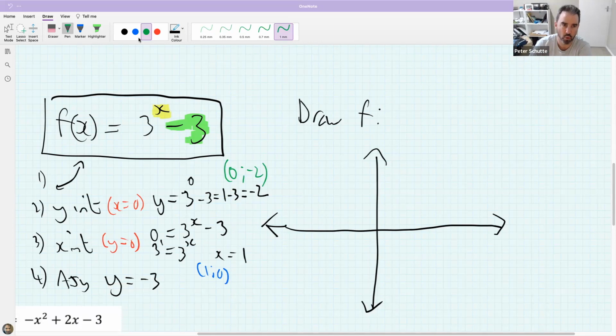Can you draw what this graph looks like? Now, I know that there is an asymptote that it may not cross at y is -3. When you've drawn your graph, just say done.